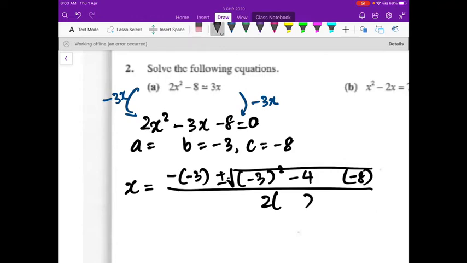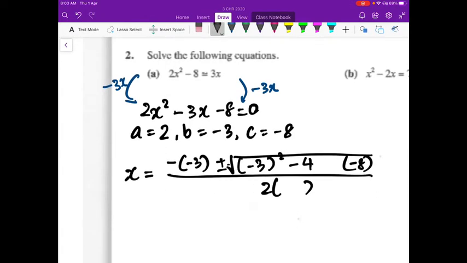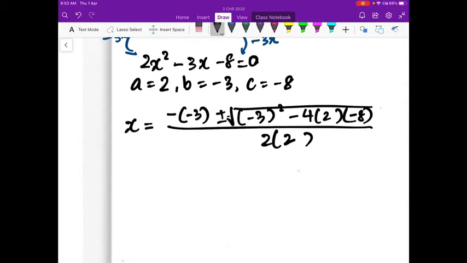Thank you. A is 2. Okay, b square minus 4a, a is 2, c, over 2a. Okay, so this is the formula after correct substitution now. I don't know why I keep making mistakes. So just be careful during the exams, yeah?